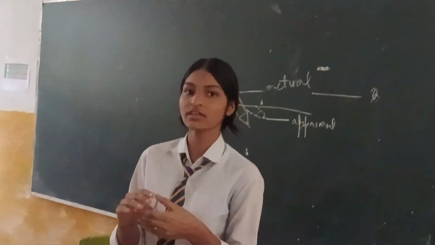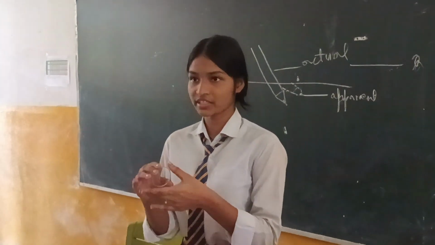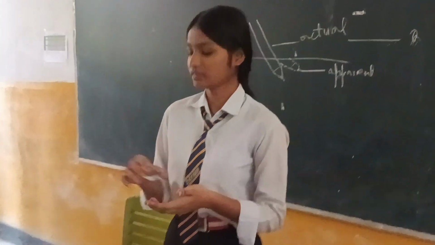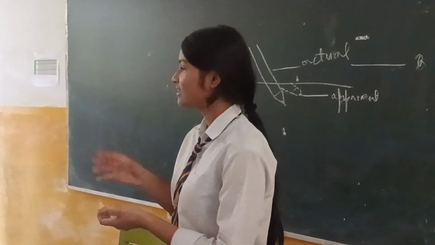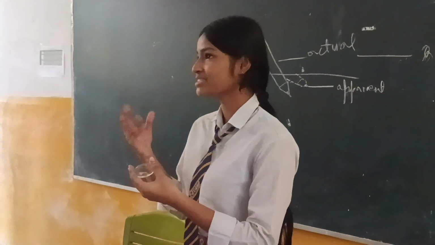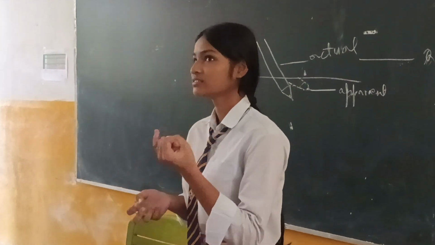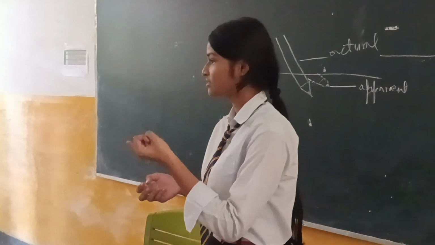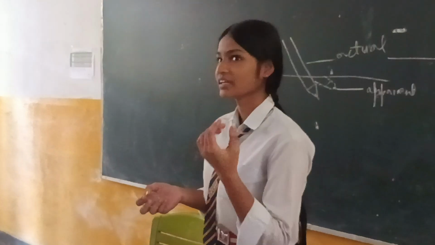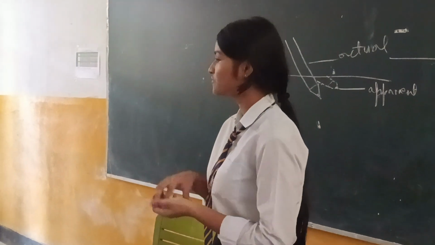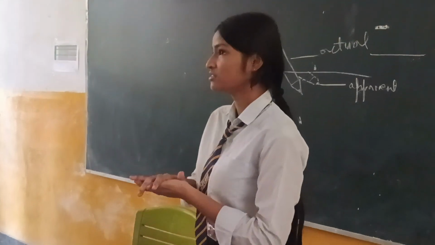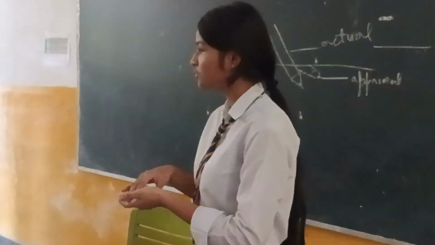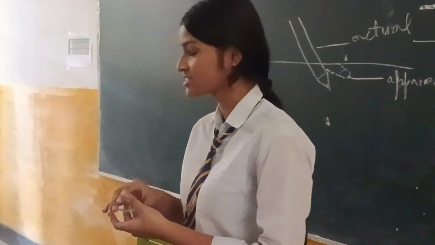The power of the concave lens is always negative. And it is mainly used in terrestrial telescopes. As you have seen in doors, there are peepholes or spy holes, and a person can use a concave lens there.